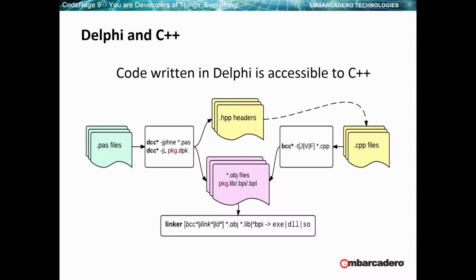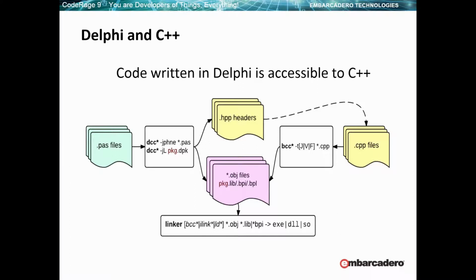You have some Pas files, we put them in a package. You don't have to put them in a package, but in this particular case, I'm putting them in a package, and we compile it with -JL, and then you get a bunch of HPPs, and then you get a library, and potentially a BPI and BPL if it's a package, or you might get a bunch of OBJs. And then to consume this code, you need the header, the HPPs that expose the API, and then your C++ code, of course.